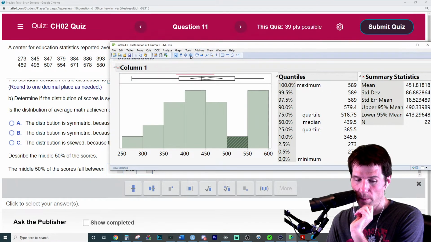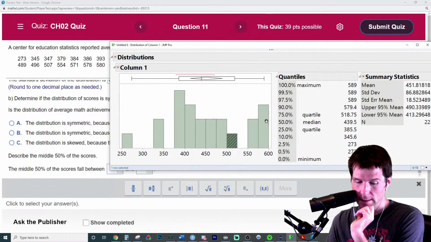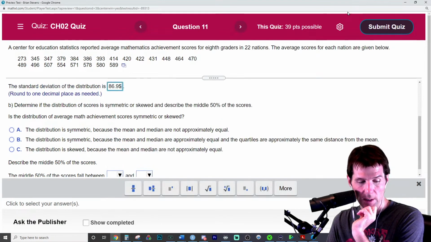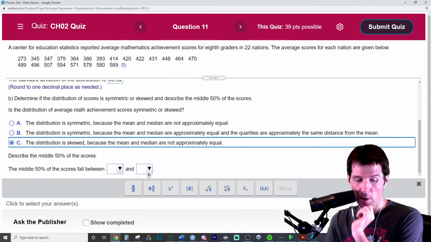I'm going to change the bins for a moment by going here. And yeah, it's got a bit of a skew. It's a very weird monster. But the mean is higher than the median, indicating some right skew. So the distribution is skewed because the mean and median are not approximately the same. The mean will follow the skew.